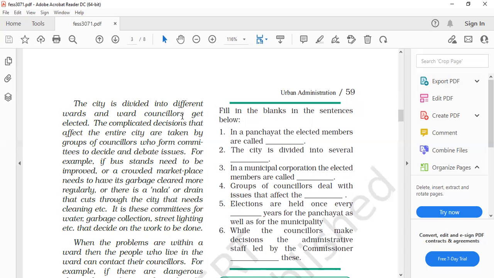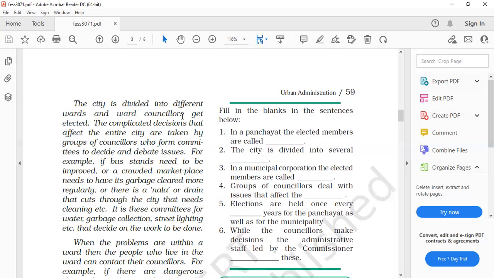So which type of question is this? This is a very short answer type question and the answer is the ward councillor. So listen to the question carefully. The question is: when the problems are within a ward, who will decide on issues and who will implement the solution to these issues? That is the ward councillors.